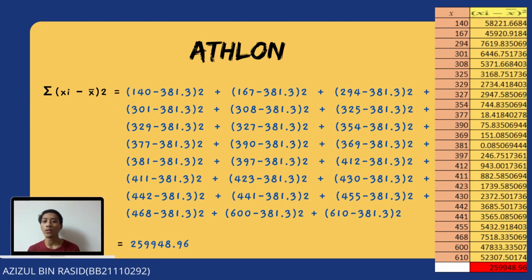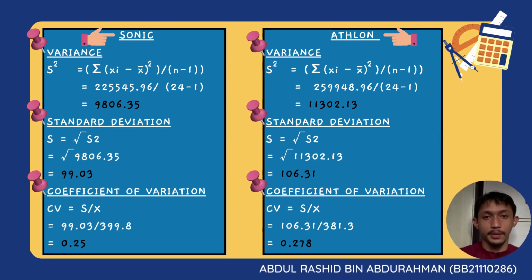For Athlon, we also need to calculate the sum of the squared differences between the observed values and the mean first. Same as before, we include all the Athlon data into the formula, which is the sum of the squared Athlon data minus the mean for each year. The mean for Athlon is 381.3. After we calculate, we get the sum of 259,948.69.